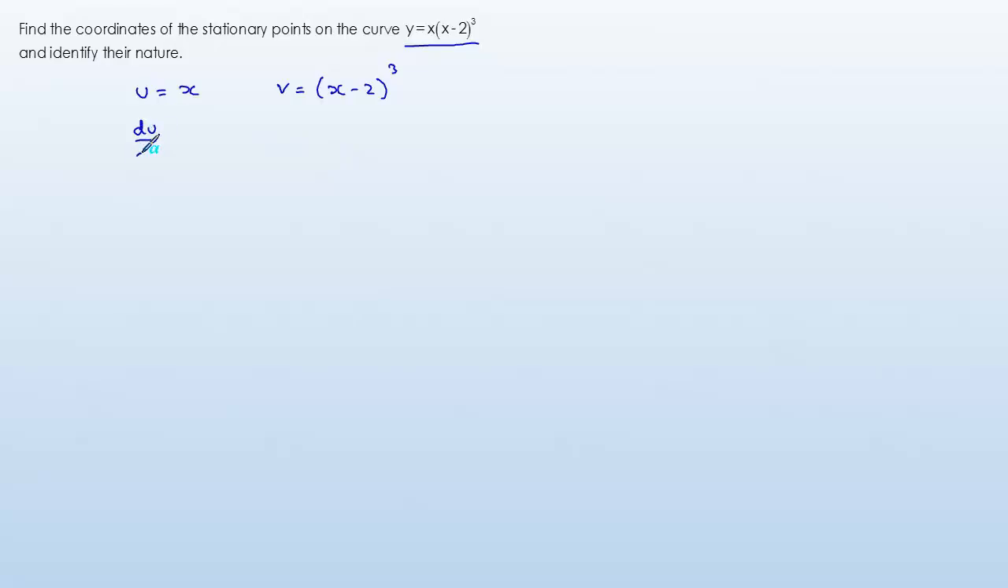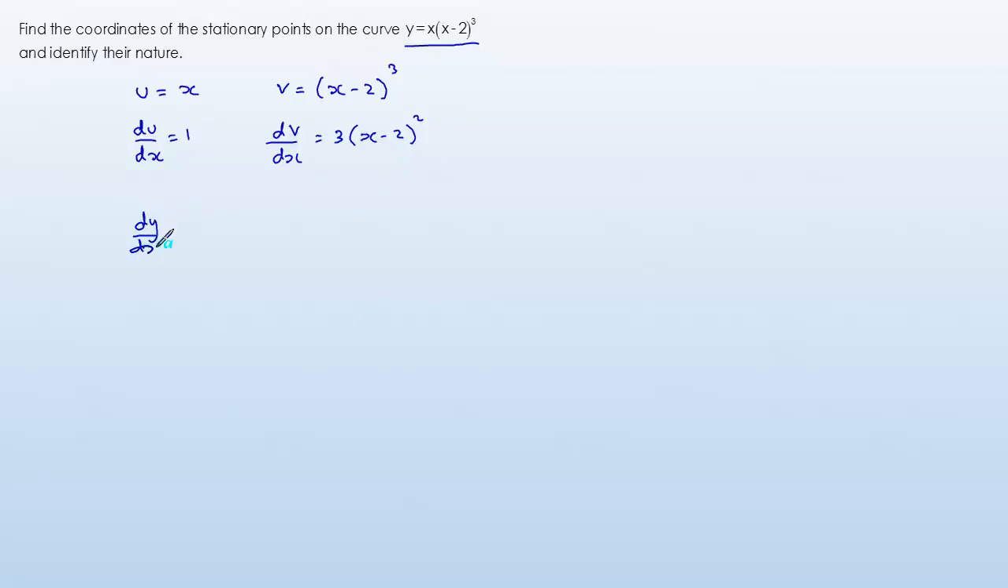So du/dx is easy enough, it's just 1. And for dv/dx we need to use the chain rule. So that's going to be 3(x − 2)², and the differential of the inside is just 1. So it's just going to be this, 3(x − 2) all squared.